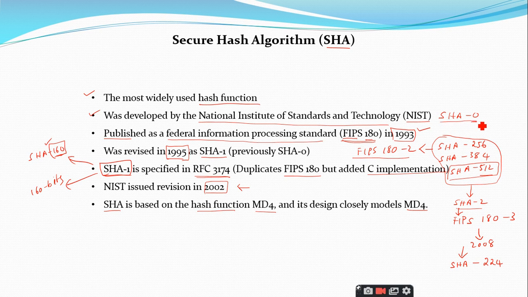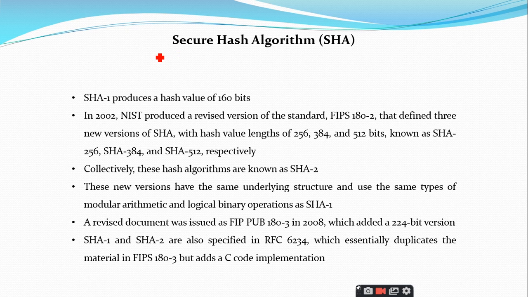So we have the initial version as SHA-0, and the second version is SHA-1, which represents SHA-160, that means it is going to generate a 160-bit message digest. And after that we have FIPS 182, which represents this SHA-2, which is a combination of SHA-256, SHA-384 and SHA-512. And then we also have this advancement of SHA-2, which we can call SHA-3 also, which is described inside this FIPS 183, and that is SHA-224. This is what we have discussed.